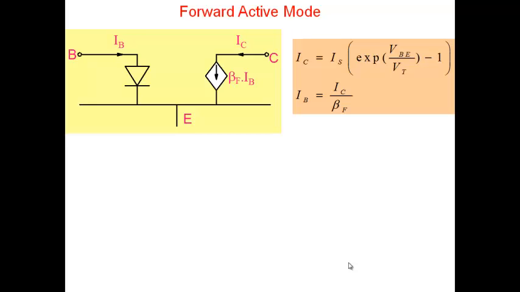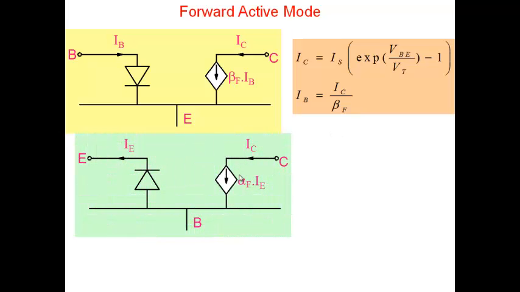In forward active mode, we have said the transistor between base and emitter is a diode. From collector to emitter, I can write a current source of beta times IB. And IC is related exponentially with the base-emitter voltage. IB is IC by beta. So we have seen this particular model. Sometimes what people do is they redraw this model as follows. If you note the first model, I can call it a common emitter model here. Emitter is the common terminal between the input side and the output side here. So emitter is the common terminal.